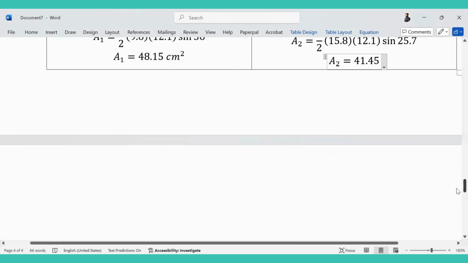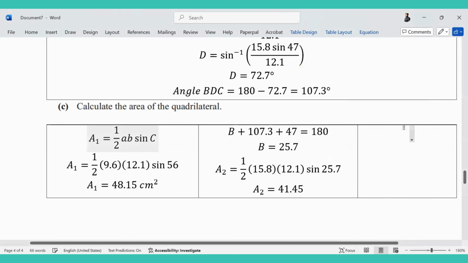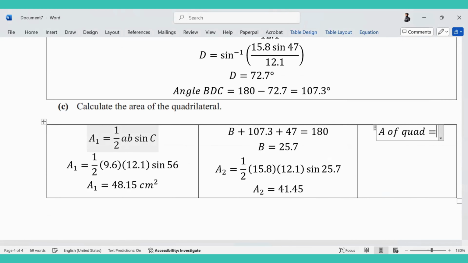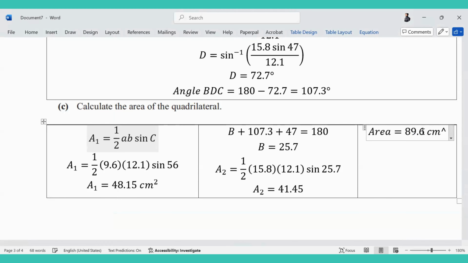So my final area that I will end up with is area of quadrilateral. I'll add both the values. I'm just calling it the total area, which is this plus 48.15, 89.6 centimeters square. So this will be your area of the quadrilateral. This again is a 3, 4, 7 and a 10-mark question from the new syllabus, from the new pattern.